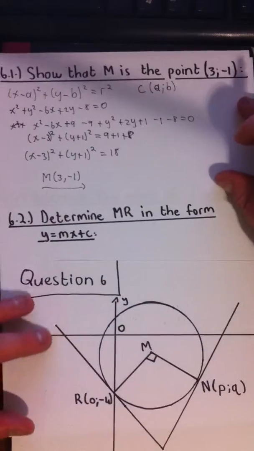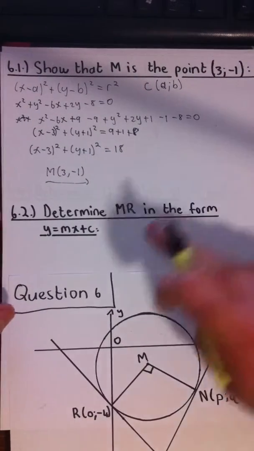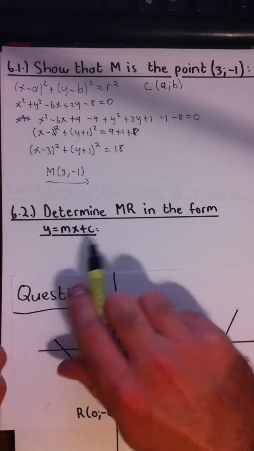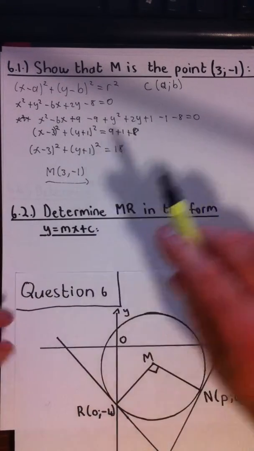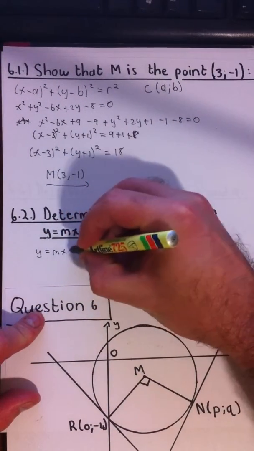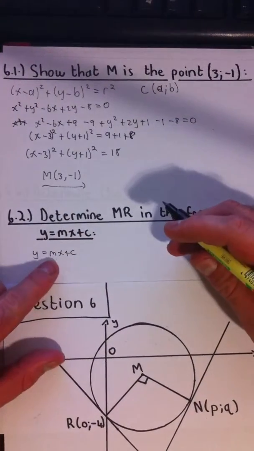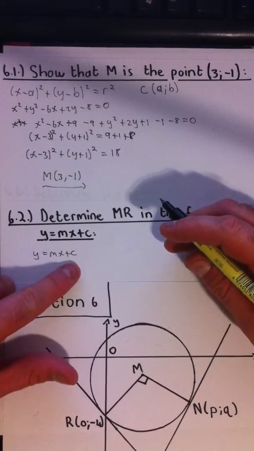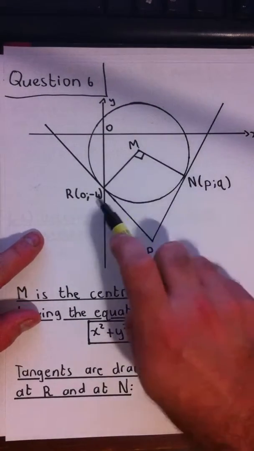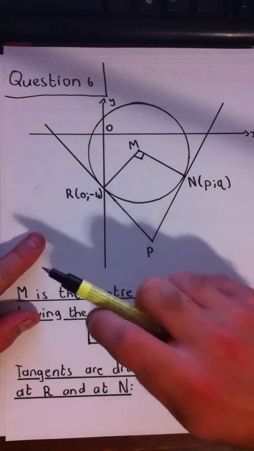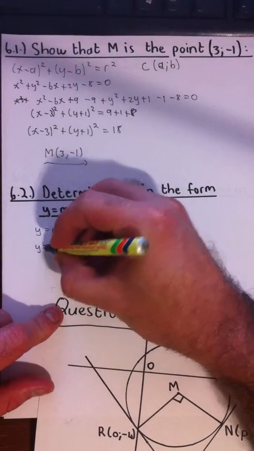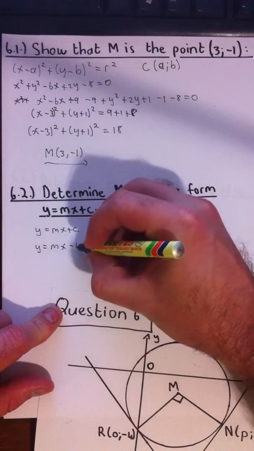Okay, and 6.2, determine MR in the form of y equals mx plus c. So in this case they want the equation, not the distance of MR. Again, we know that m is the gradient of the function and c is our y-intercept. This line MR runs through here, and we can see we already have the y-intercept. That'll be -4. So we can already plug that in. We have y equals mx minus 4.